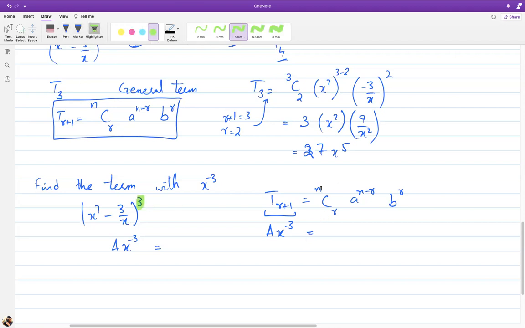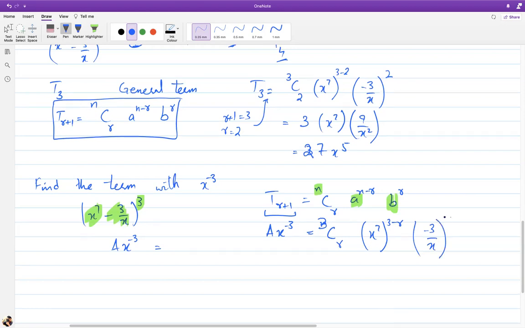You know that n is 3. You do not know what r is. You do know what a is. So a is this and b is this. You just plug in anything that you have. Okay, so we don't know what r is. So we'll just do this: 3Cr, x to the power 7, all to the power 3 minus r, and minus 3 over x to the power r.